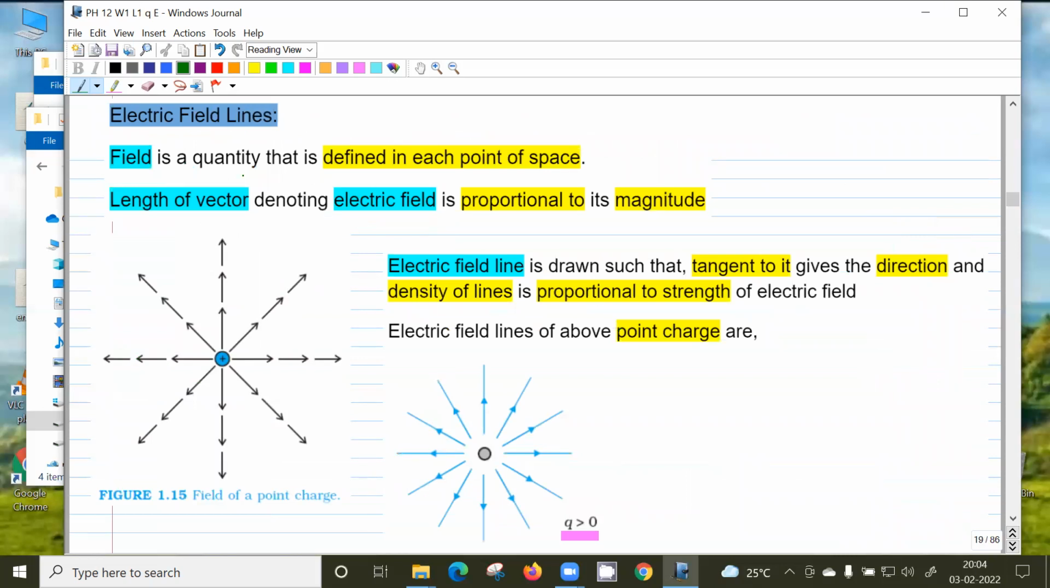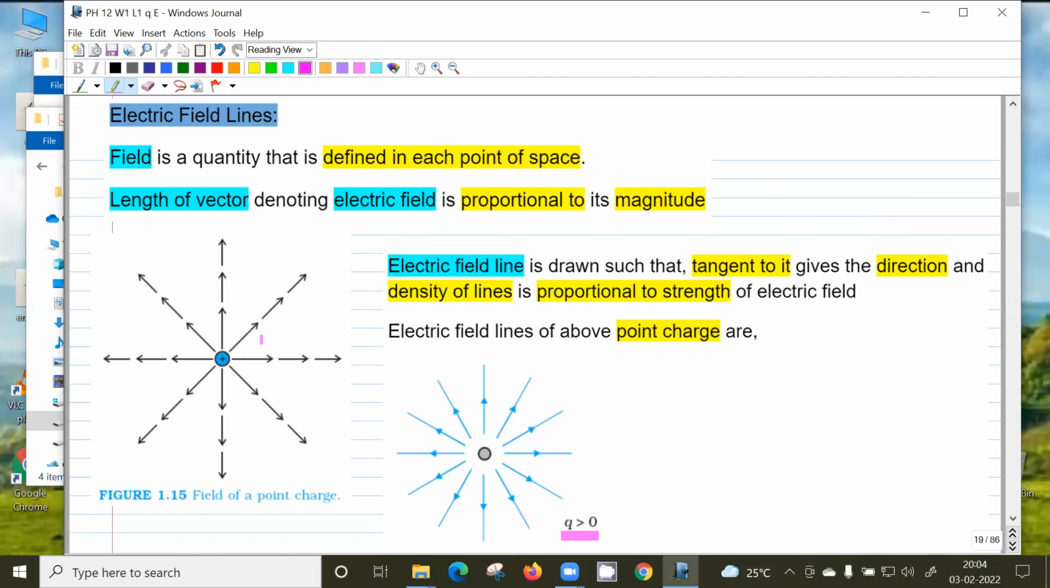So, electric field lines. What is an electric field line? You have already studied it, no? It just represents the electric field. Suppose this charge is positive. This is a representation of the electric field.